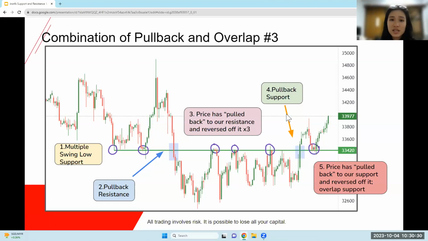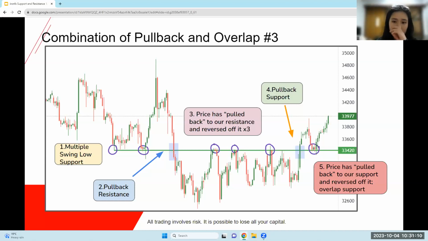So every time it crosses the level, it basically switches from a support to a resistance or from a resistance to a support. And then point five, lastly, price has pulled back to our support and reversed off of it. So this level at the 33420, you can tell that it's a very significant level because price is continually retesting it. So what's important here is that because it's a pretty significant level, you can also expect Fibonacci levels to line up nicely with this level.